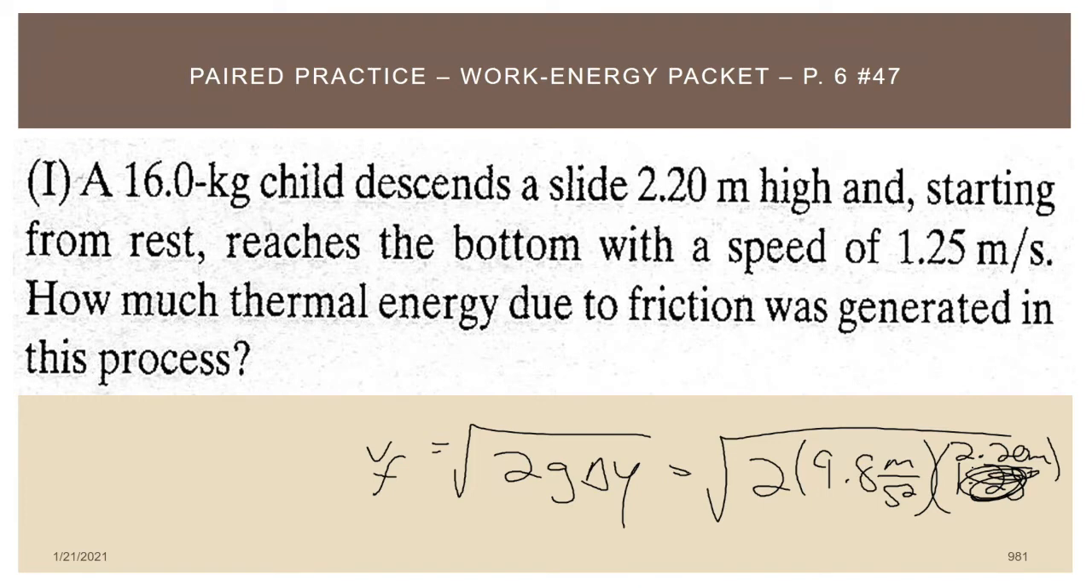If you calculate the speed of the object when there is no friction, 2 times g times delta y, and you take the square root, the answer you get is 6.6 meters per second. So we know automatically by doing that calculation that there is friction. And so friction does generate thermal energy, because if there was no friction, the kid would reach the bottom of the slide with a speed of 6.6, and they only reach the bottom with a speed of 1.25 meters per second. So we know that friction is doing pretty significant work here, pulling out the energy that the object had present in the beginning.